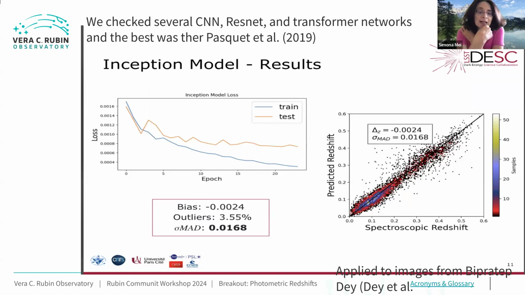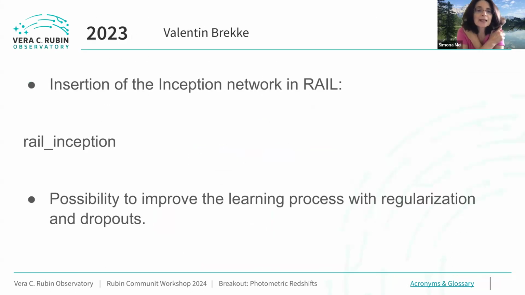These are the results that we have, with a very low bias, very low fraction of outliers, and a very good sigma MAD, applying this to the images from Dey et al. 2022. I guess this is a previous version of the last one. Okay, very good. Next slide.